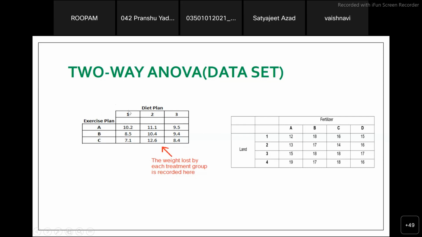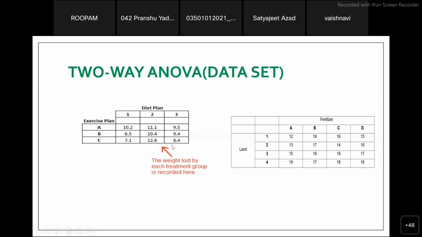Let's say for 6 months they have given you diet 1, and you were exposed to exercise plan A. Then they saw your weight loss was 10.2 kg. Then they exposed you to diet plan 2 and exercise plan B, and your weight loss was 10.4 kg. Similarly, you were exposed to diet plan 3 and exercise plan C, and your weight loss is 8.4.